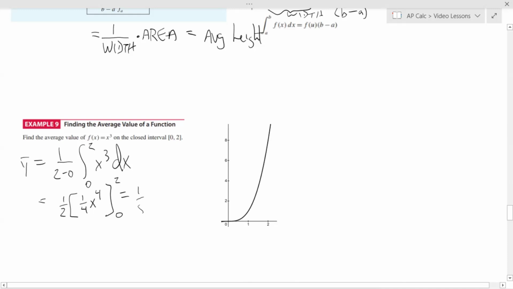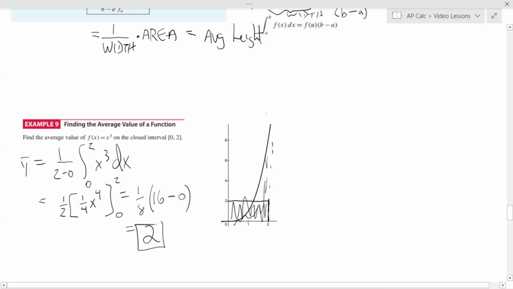So that would be 1/8 times, if you plug 2 in, you would get 16, minus plugging in 0, which is going to give you 0. So 1/8 times 16 is going to give us 2. So graphically speaking, the average height gives us a rectangle of height 2, which is going to be equivalent to the area under the graph from 0 to 2.